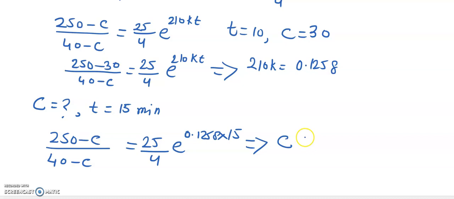So if you do that, the value of C will be 34.78 gram. So that means the amount of compound created will be 34.78 gram after 15 minutes. After 10 minutes it was 30 gram. After 15 minutes it will be 34.78 gram.